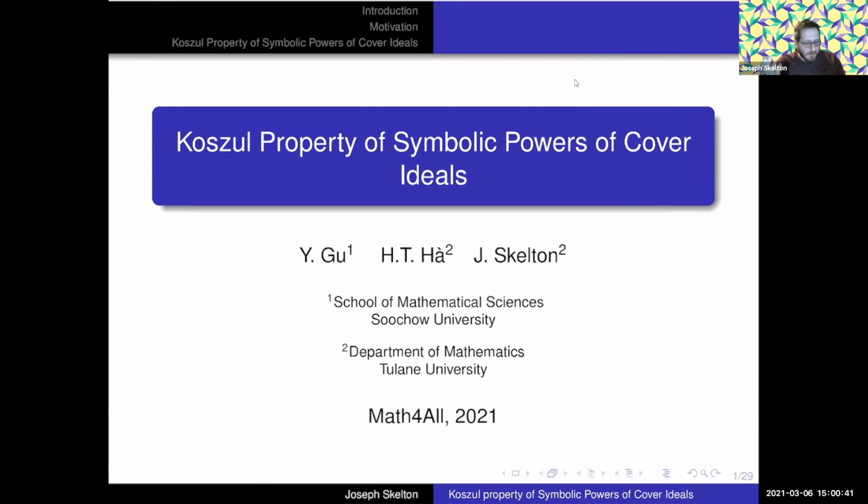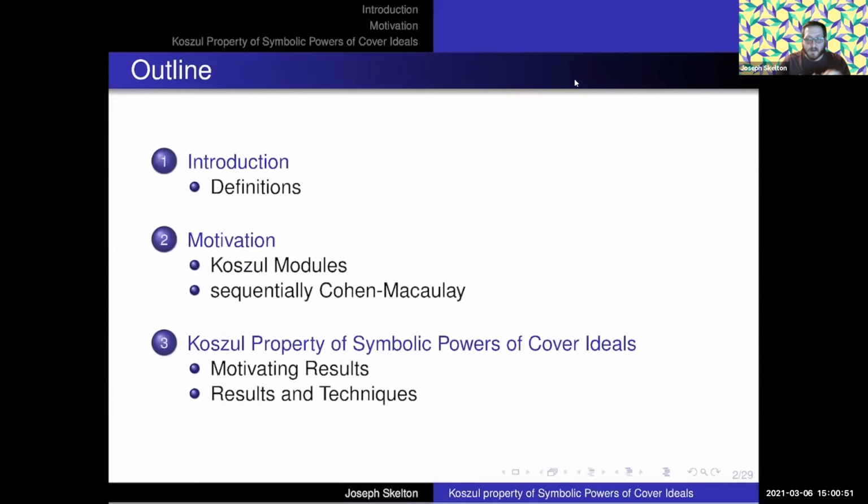So yeah, I want to talk about Koszul property of symbolic powers of cover ideals. This is joint work with Yan Gu and my advisor Tai Ha. It's going to follow a basic math talk design: tell you what I'm talking about, why I'm talking about it, and what I did with it.